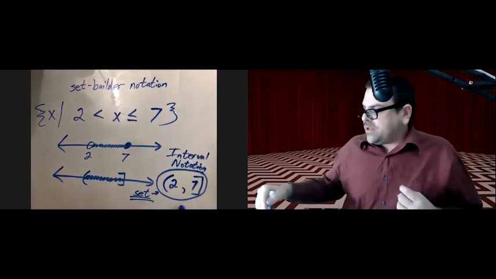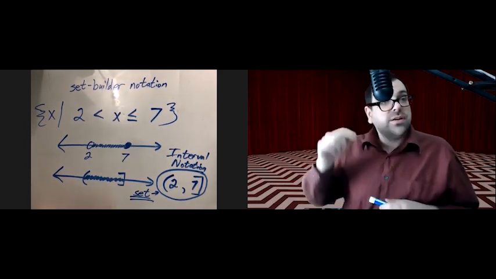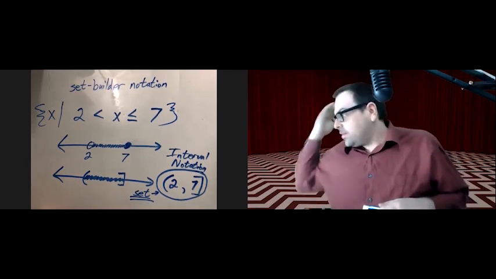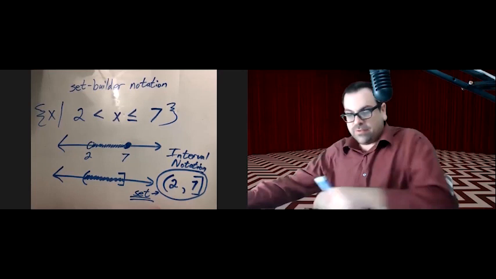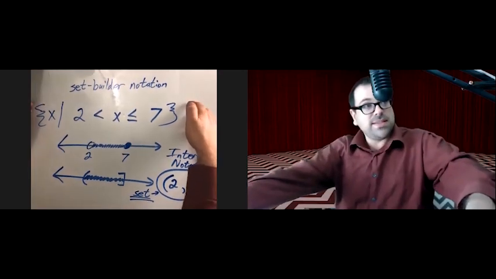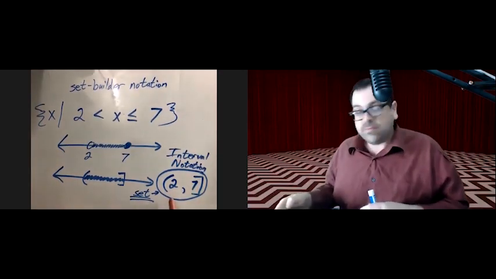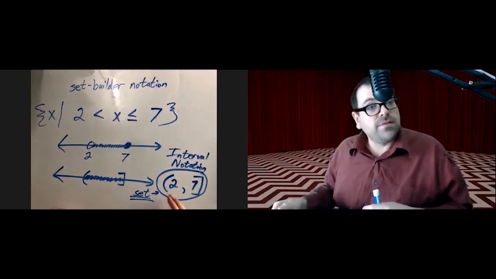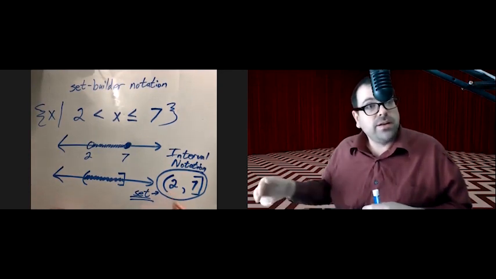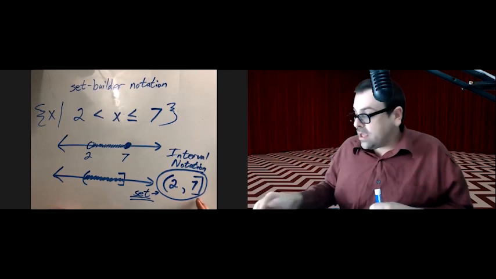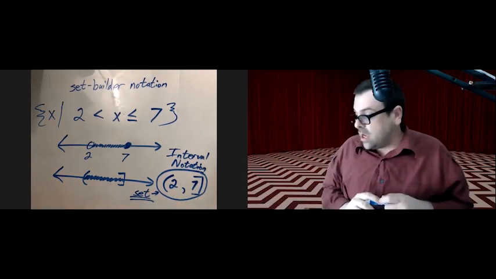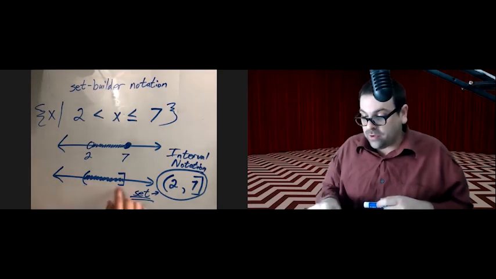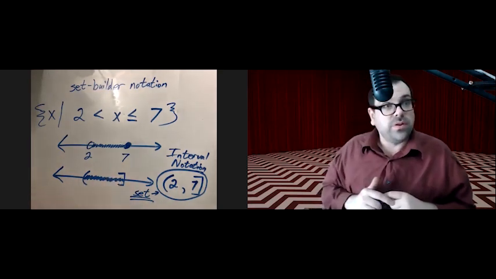So this is why we use interval notation a lot in math. It is a shortcut way of delivering this same information about a set with just endpoints. It gives the left endpoint, it gives the right endpoint, and then whether it's a parenthesis or a square bracket tells us if we include or don't include the endpoints.